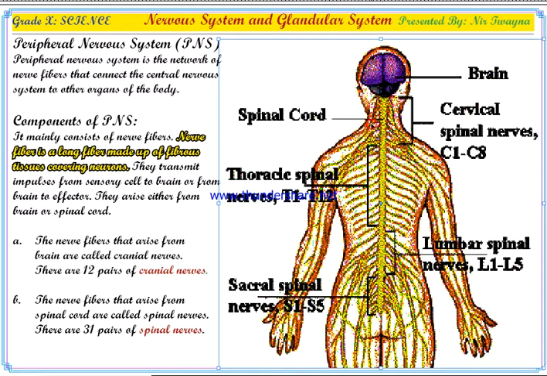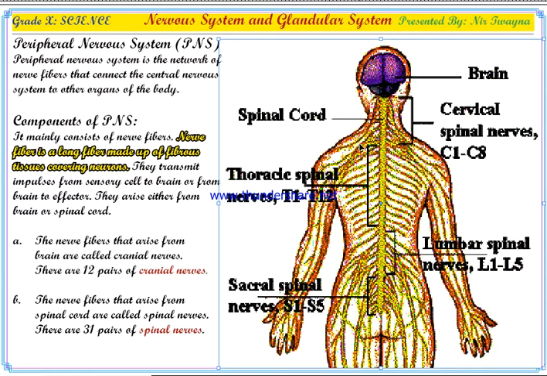Now the nerves, let us discuss nerves. Nerves or nerve fibers are very long fibers in our body. They are made up of neurons, and the neurons are covered by fibrous tissues.